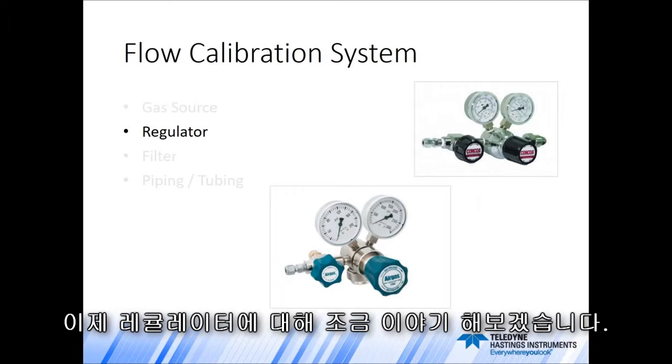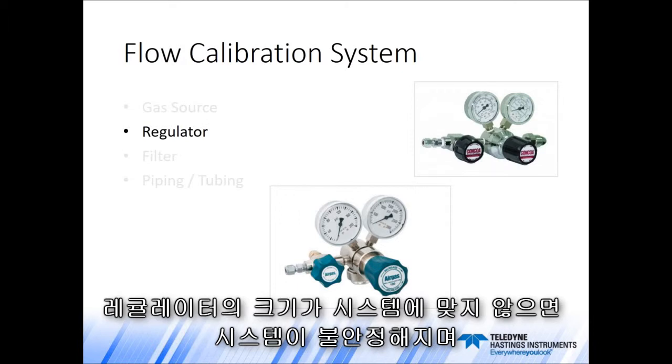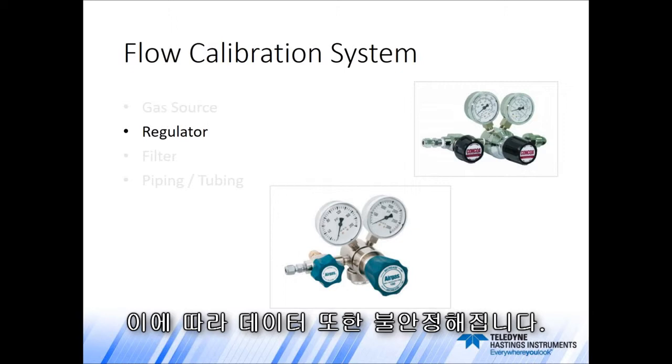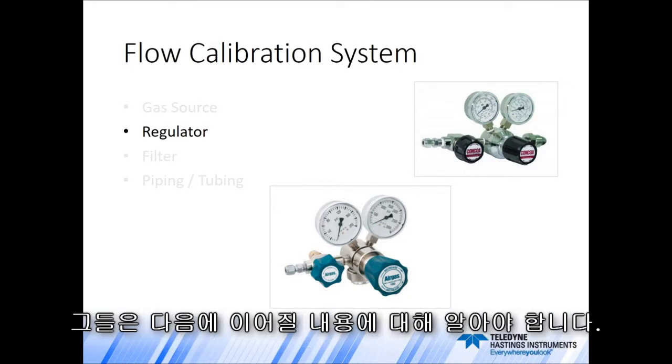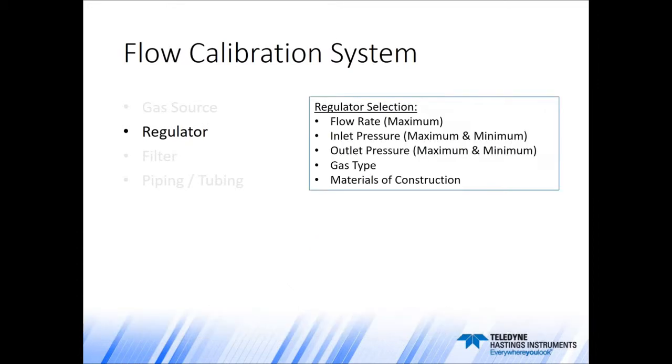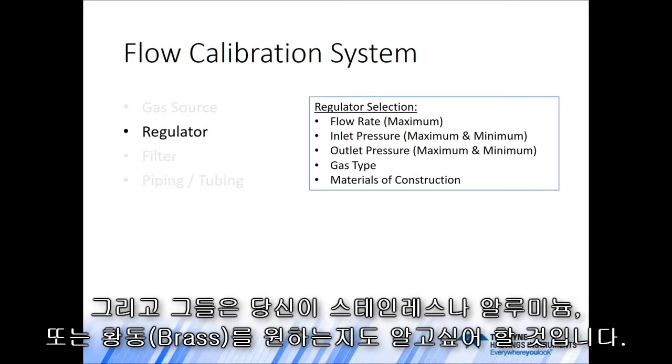So now let's talk a little bit about regulators. And this can often be an overlooked important component of the system. If the regulator is not sized correctly for your system, you can get instability, which in turn is going to show itself in the data. So how do we get the right regulator? Well, when you talk to your supplier, they're going to need to know the following. They're going to want to know the flow rate, maximum, the inlet and outlet pressures, minimum and maximum, and they're also going to ask your gas type, and they're going to want to know whether you want stainless, aluminum, or brass.